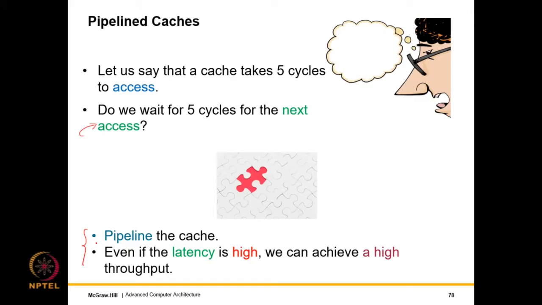The latency can be high, as we have seen, but what pipelining gives us is high throughput. This is an important point to bear in mind: even if the latency is high, which is not desirable, if we pipeline the cache, at least we can ensure that our throughput is high. And so many applications that are throughput dependent will at least benefit from this design.